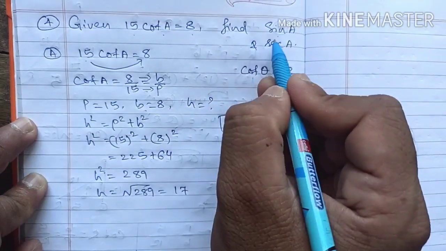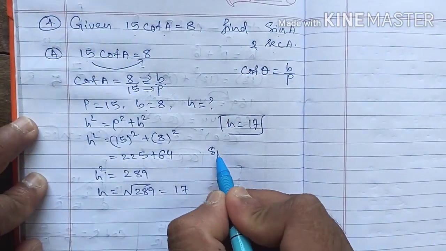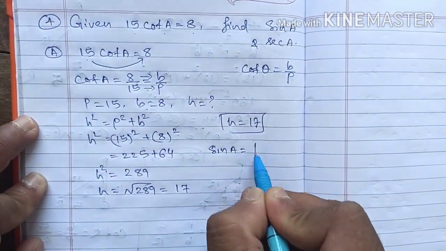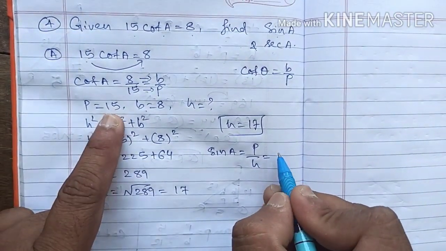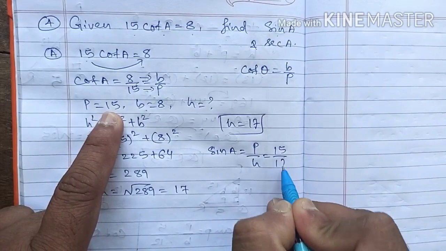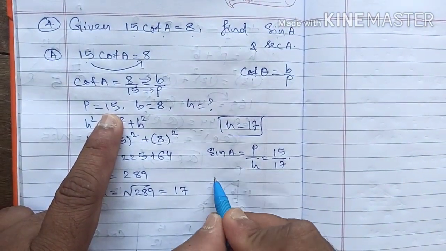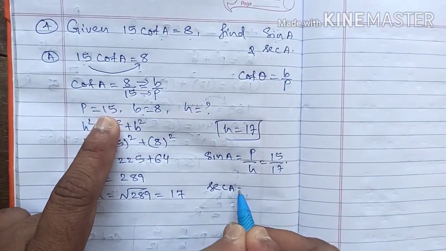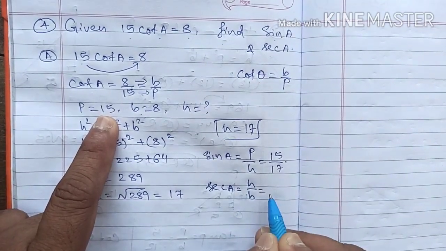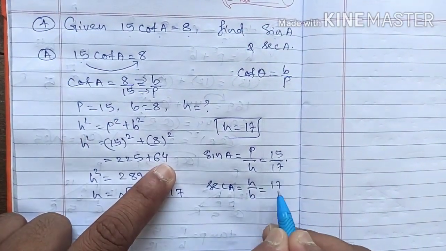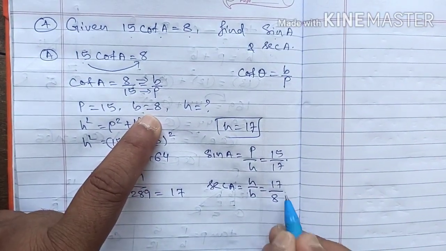Now whose value do we have to find out? We have to find out sine A. Sine A is P by H. P we have 15, H we got 17. Cosec A, the second value, is H by B. H by B is 17 divided by 8.